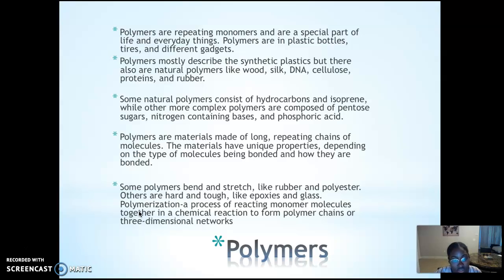Polymers are materials made of long repeating chains. The materials have unique properties depending on the type of molecules being bonded and how they are bonded. Some polymers bend and stretch, like rubber and polyester. Others are hard and tough, like explosives and glass. Polymerization is a process of reacting monomer molecules together in a chemical reaction to form polymer chains or three-dimensional networks.